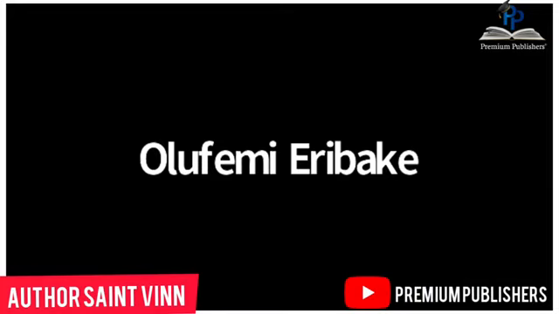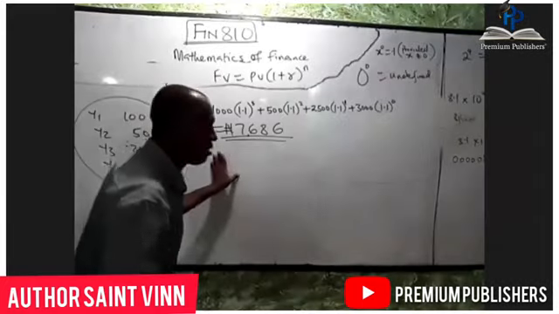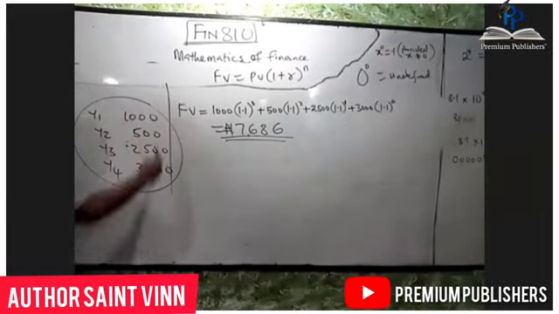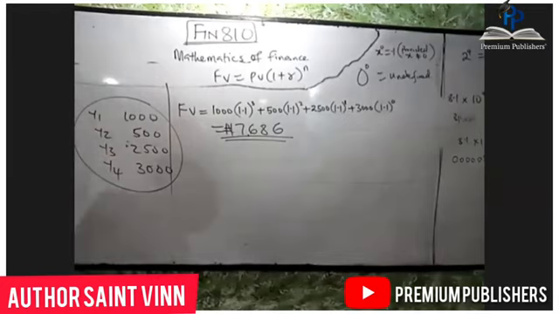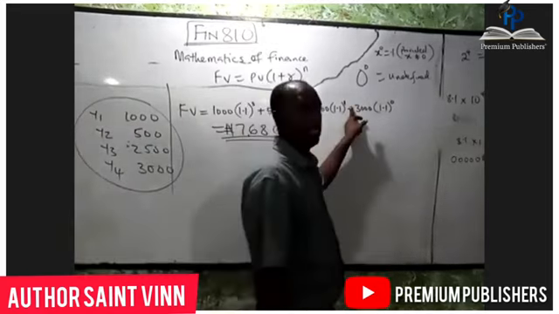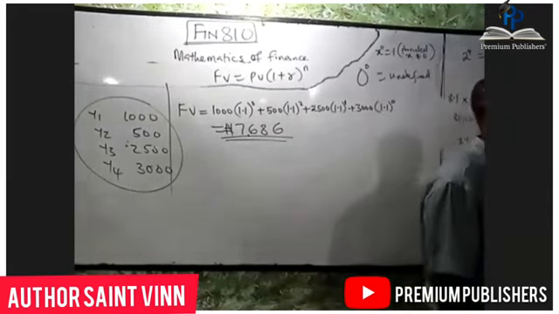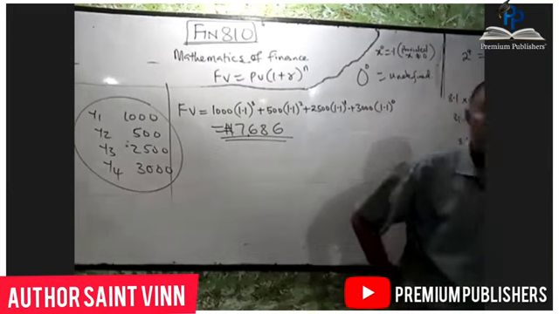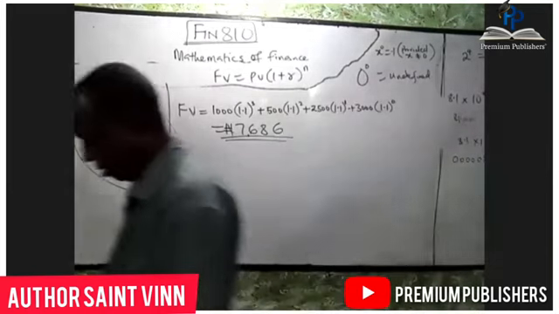Thank you. We are saying that all these deposits were made at the end of the year. But if it's at the beginning, year 1 would have taken 4 years, 3 years, 2 years, 1 year. Is that okay? It will be stated. If it's at the beginning, it will be more. If it's at the end, it will be less.